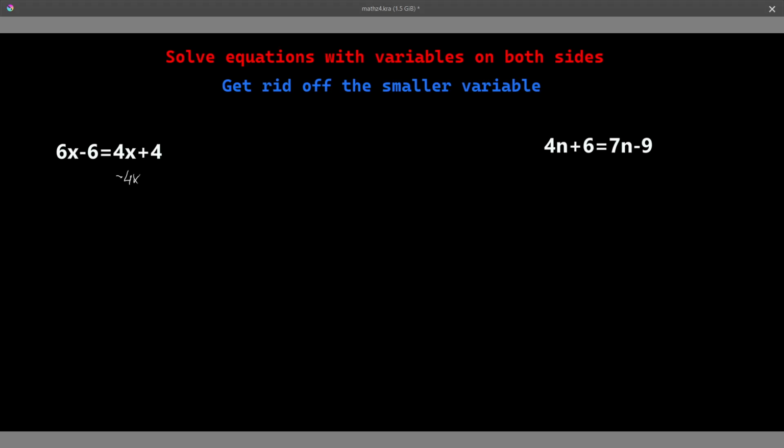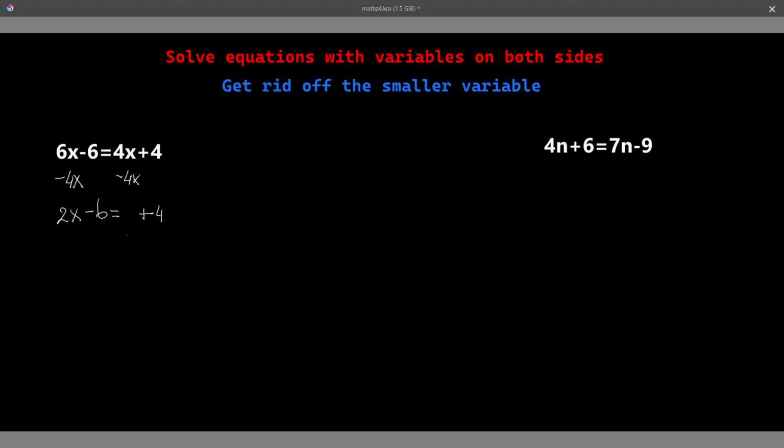Inverse operation of plus 4x is minus 4x. Remember what you do on the right side of an equation, you need to do also on the other side, on the left side of the equation. This means also subtract 4x on the left side, which leaves us on the left side 2x minus 6 equals, this minus 4x cancels this plus 4x, so it leaves us just plus 4.